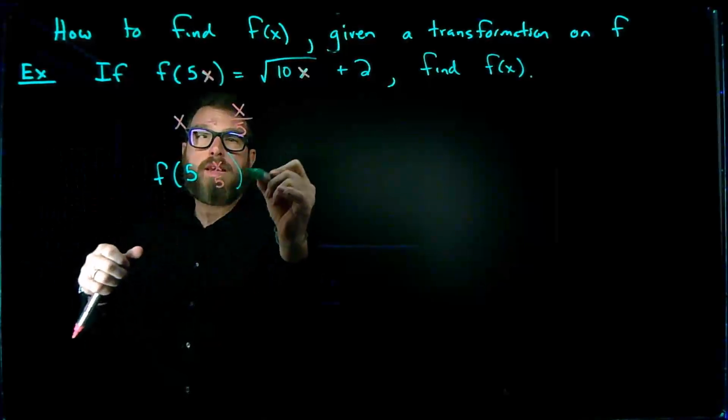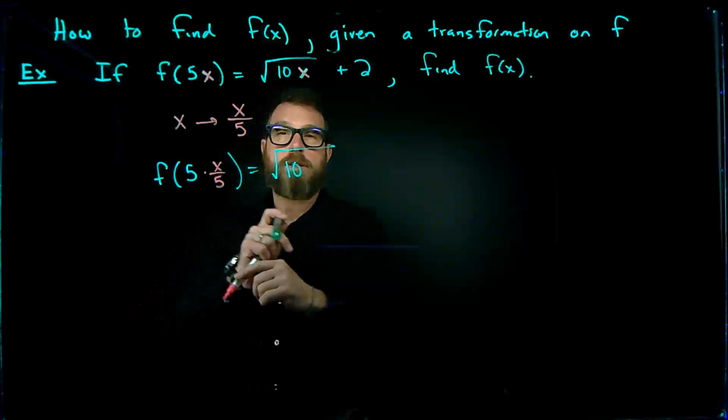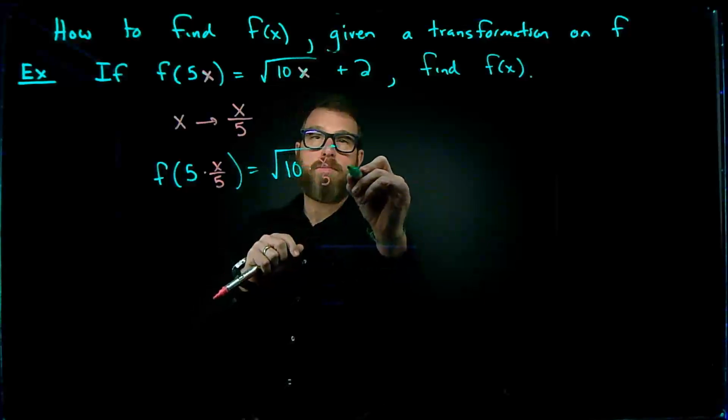And similarly, for this, x is going to be the square root of 10 times x divided by 5, and then we still have this plus 2.